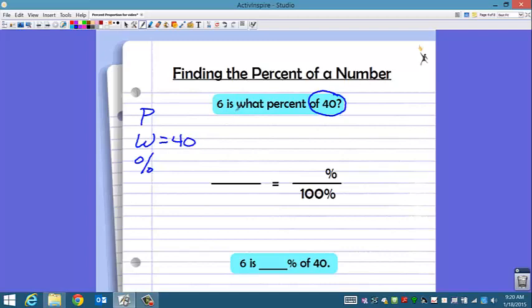6 is some percent of 40. 6 is some part of 40. So this 6 is my part, and I am missing the percent this time. That's what we're solving for.